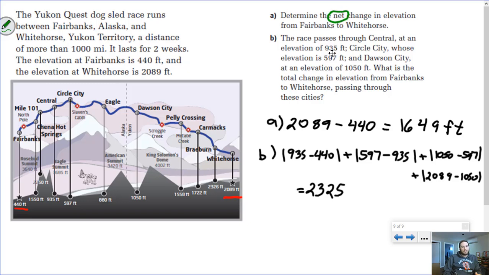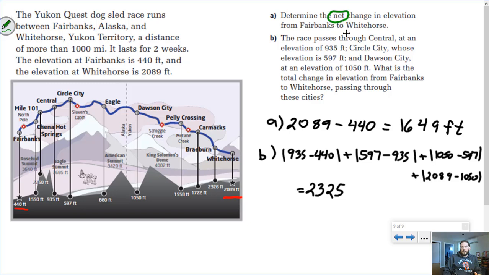So for question A, we actually don't want absolute value brackets. We want to actually find the total answer. And what we're going to do is take the elevation of Whitehorse, which is 2,089, and from it we're going to subtract the elevation of Fairbanks, which is 440. And in this case, if we got a negative answer, that's fine. Our answer could be negative. All that means is that the elevation of Whitehorse is lower than the elevation of Fairbanks. But it didn't really make a difference in this question because it was a positive answer. But just be aware that if a question is asking you for net change, I do actually want the sign involved with that. Did it go up? Did it go down?